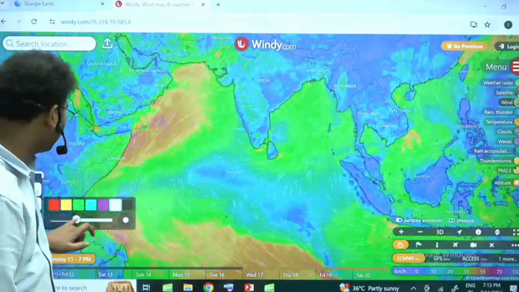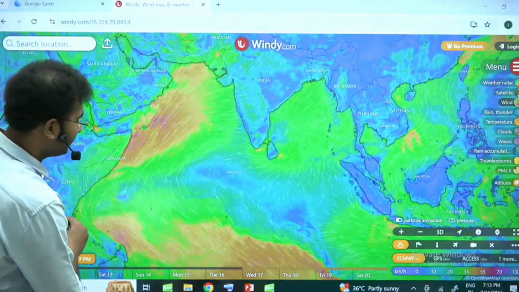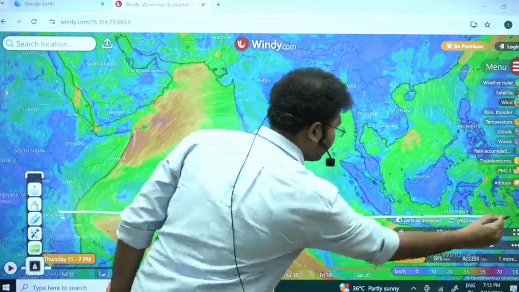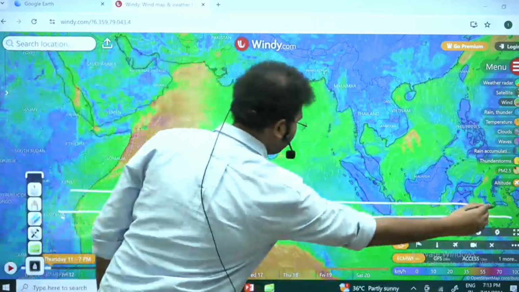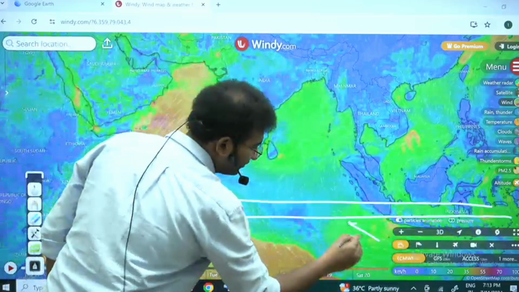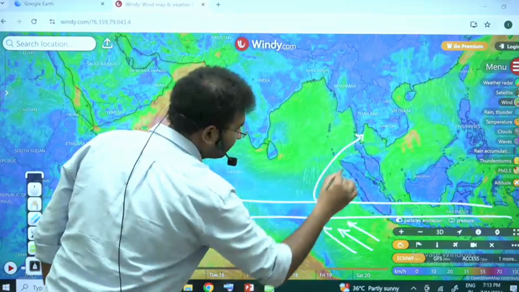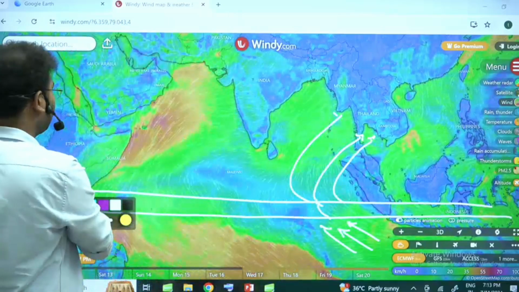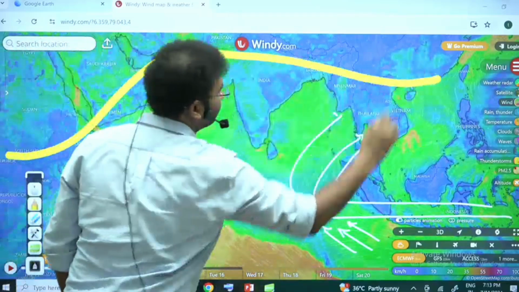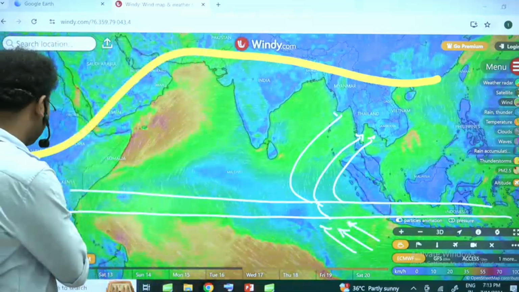This is the real time winds that I have taken. ठीक है? So this is your equator. Look, these winds, once they are crossing the equator, they are moving towards the ITCZ zone. This is your ITCZ. Can I call this as ITCZ? All the winds would like to move towards ITCZ.